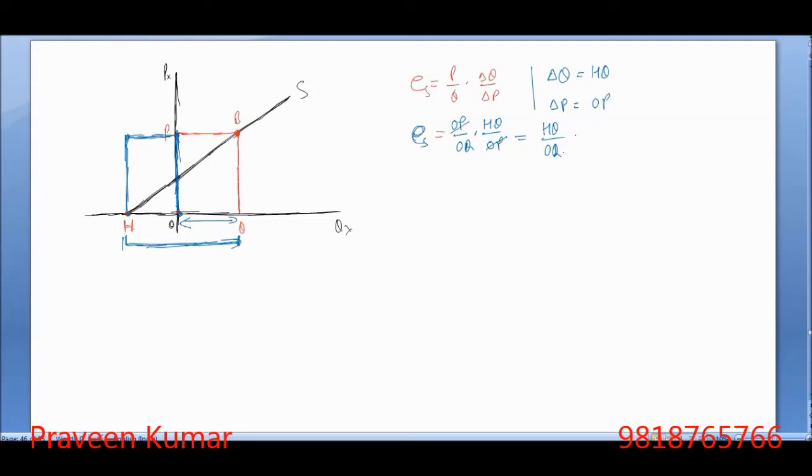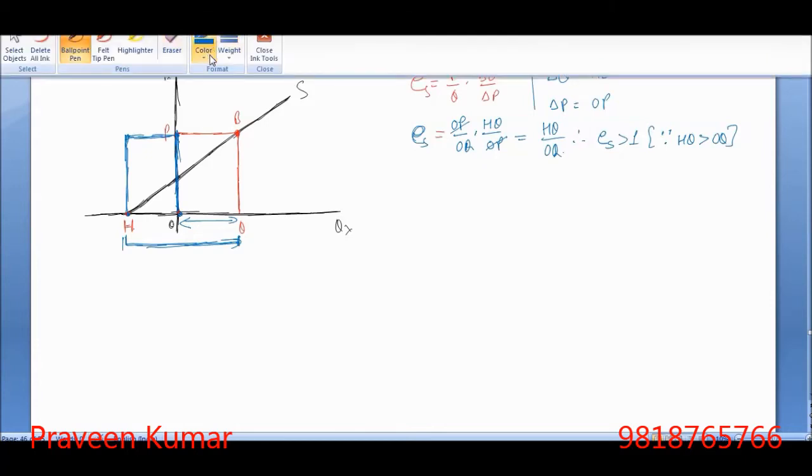So therefore elasticity of supply is greater than 1. Reason being because HQ is greater than OQ, numerator is greater than denominator, isn't it?